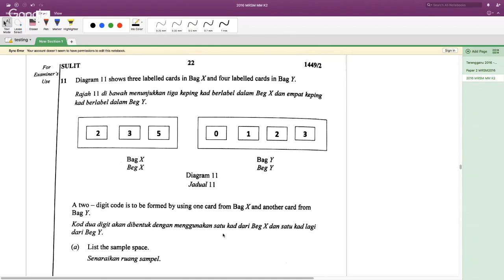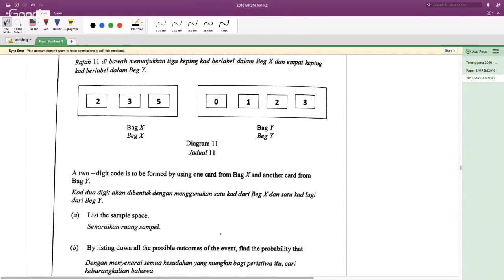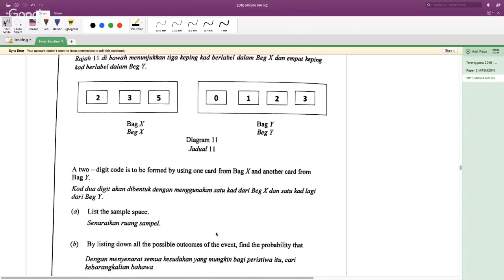Okay, so diagram 11 shows 3 labelled cards in bag X and 4 labelled cards in bag Y. So obviously they already drew it out for you. A 2-digit code is to be formed by using one card from bag X and another card from bag Y. List the sample space. Sample space means you have to list out all the possibilities.